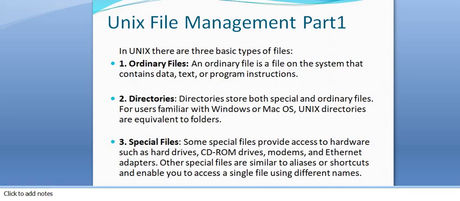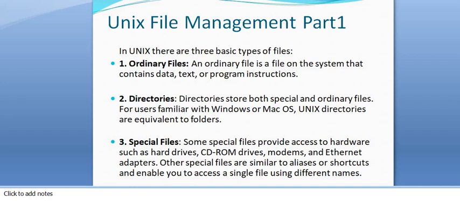Now let me explain the basic types of files and directories that exist on the Unix box. The first thing is the ordinary file. What is the ordinary file? This is the file where the data, text, or program instructions are written. These are called ordinary files. What are directories? Directories store both special and ordinary files. It is written on my screen also. I will explain it later on.